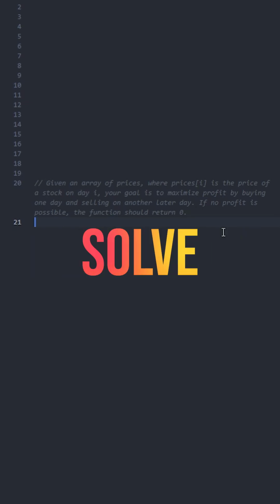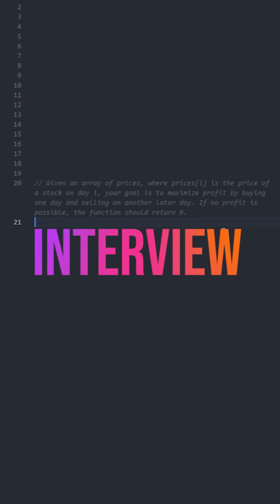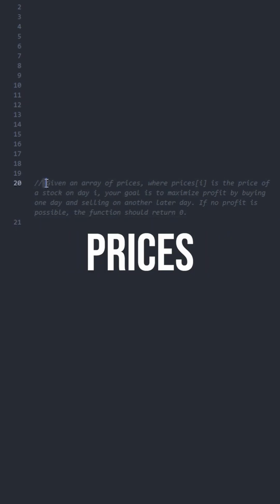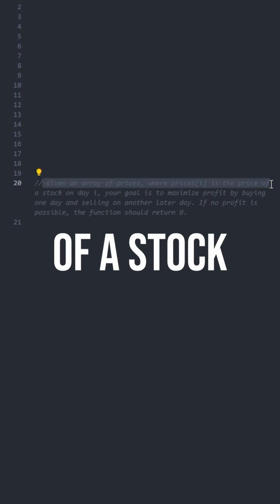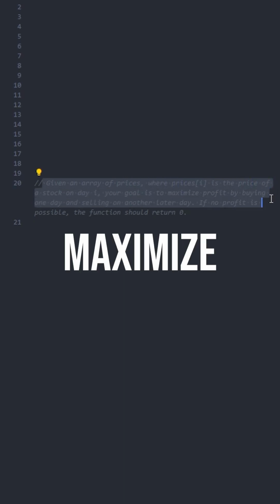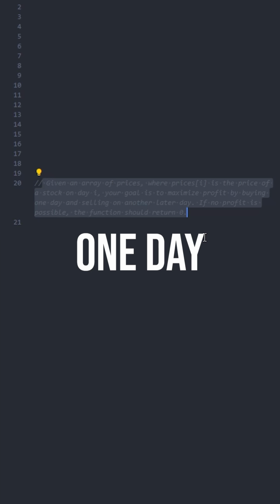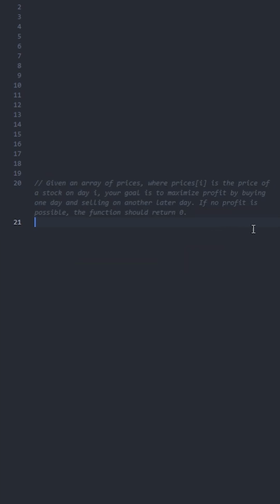You should know how to solve this easy level JavaScript interview question. Given an array of prices, where prices[i] is the price of a stock on day i, your goal is to maximize profits by buying on one day and selling on another later day. If no profit is possible, the function should return zero.